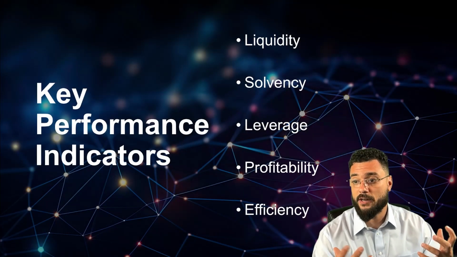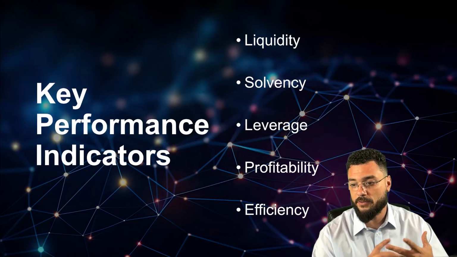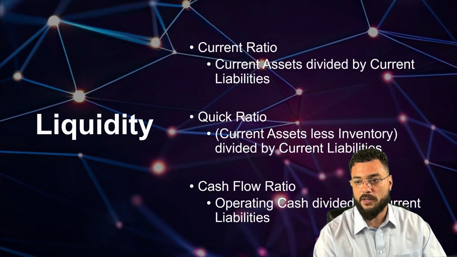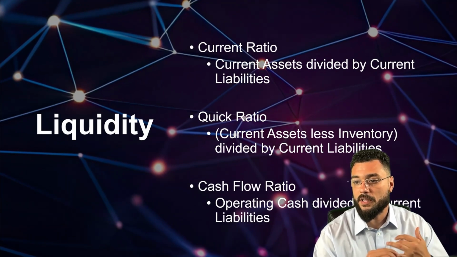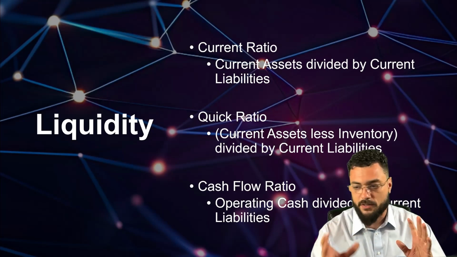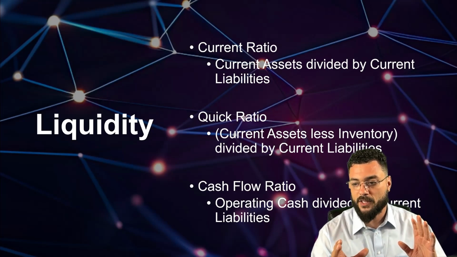Key performance indicators: liquidity, solvency, leverage, profitability, and efficiency. So let's go ahead and dive into liquidity. A lot of common indicators. This is not limited to these. These are just some of the most popular ones, some of the easier to understand key performance indicators.